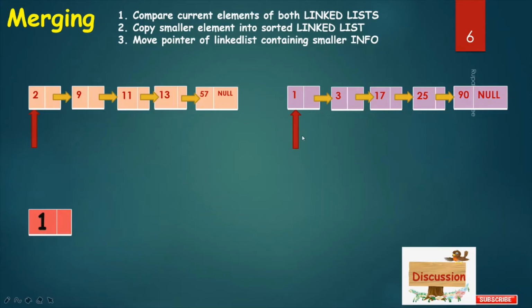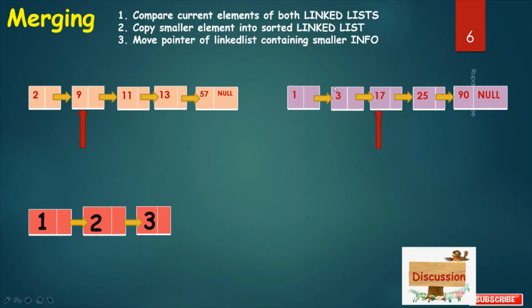And because I copied from the second linked list, I have to increase this pointer. This pointer points to the next node. So move the pointer of the linked list containing the smaller info. Again compare 2 with 3, because 2 is less, first create one new node, copy 2 here and then increase this pointer because I copied from the first linked list. Now compare 3 with 9, because 3 is less, copy 3, create one new node, copy 3 and increase this pointer because I copied from the second linked list.